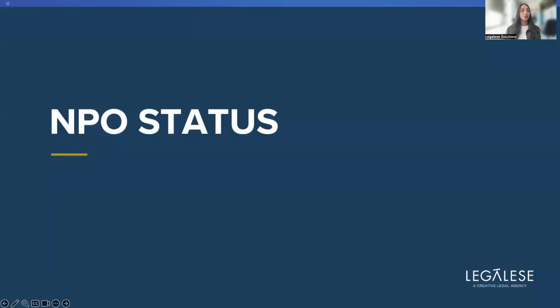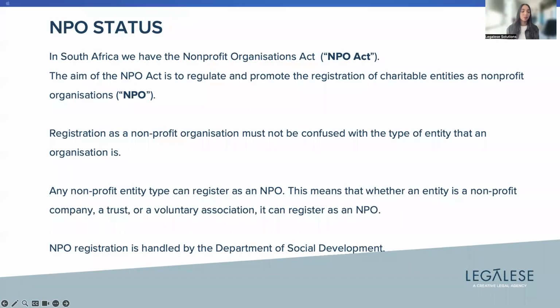The last aspect that I want to touch on is NPO status, or nonprofit organization status. In South Africa, we have the Non-Profit Organizations Act. The aim of the NPO Act is to regulate and promote the registration of charitable entities as non-profit organizations. Registration as a non-profit organization must not be confused with the type of entity that an organization is. This is why we thought it important to touch on this aspect in today's webinar, because we find that this is always a point of confusion.